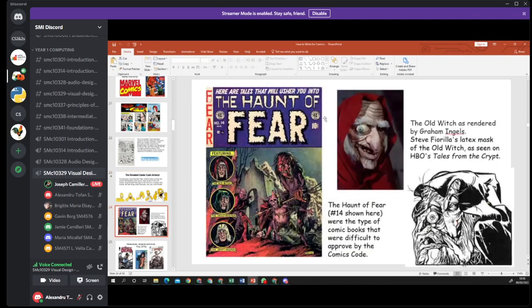Now, this is a type of comic that was scaring the authorities. The fact that there was a very strong theme of horror, a strong theme of violence. These were elements that were not just popular, but they became so popular that again they launched live action series. Over here we have what was called the Haunt of Fear, number 14, being shown over here. It was a comic about, obviously, horror stories featuring the Old Witch, the Vault Keeper, and the Crypt Keeper.